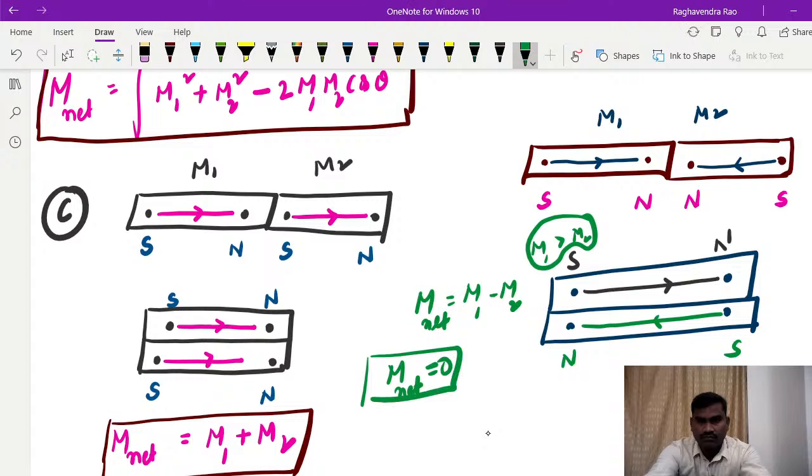M net is equal to 0 when M1 is equal to M2. So based on the linear arrangement or one above the other, when magnets are placed like this, we can calculate the net magnetic moment by identifying the direction of the magnetic moments. So M1 plus M2 or M1 minus M2. If they are identical, the magnetic moment becomes M plus M, that is 2M, or in the opposite arrangement the magnetic moment becomes 0.